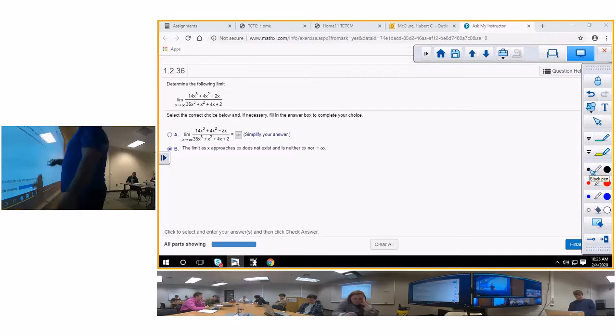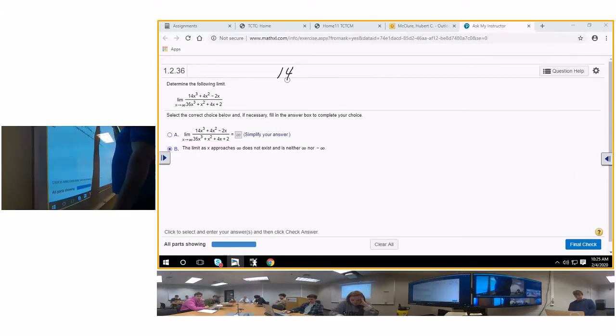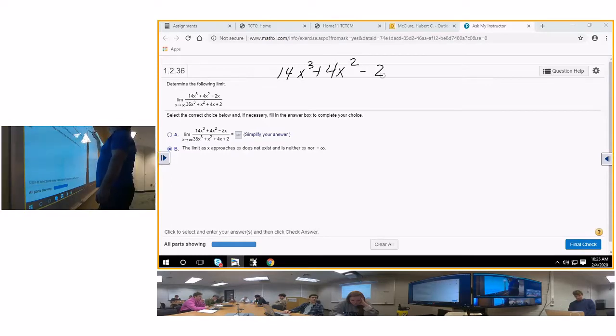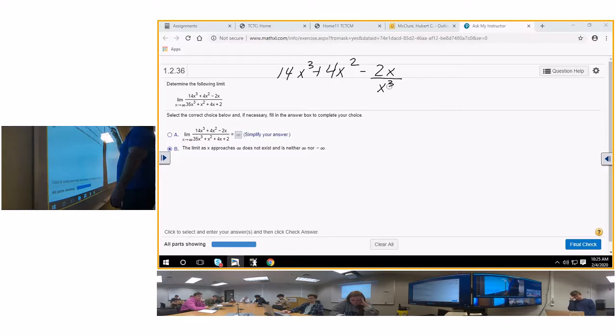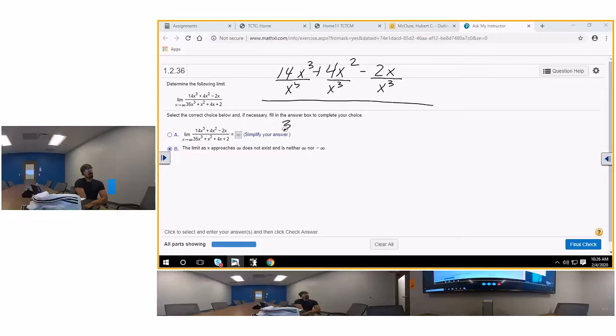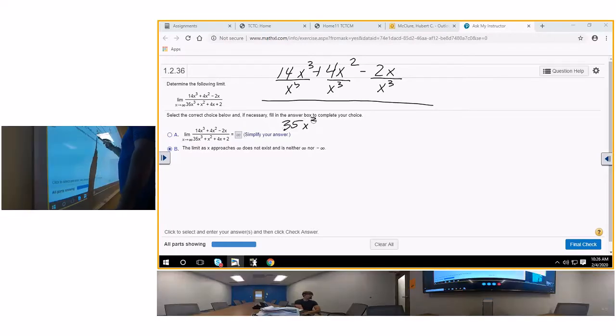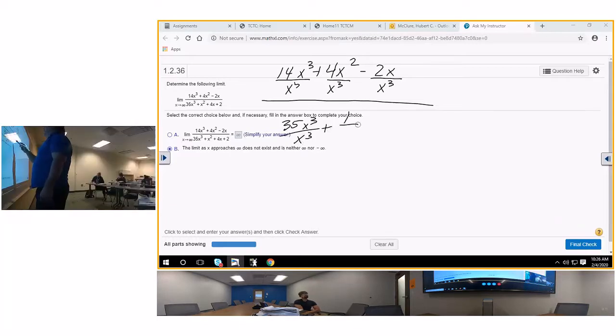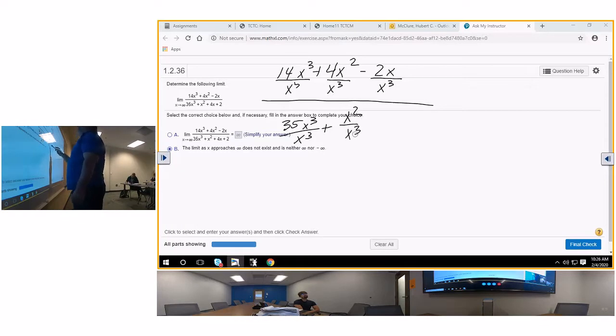I had a teacher at Clemson that would say that. Too many x's.